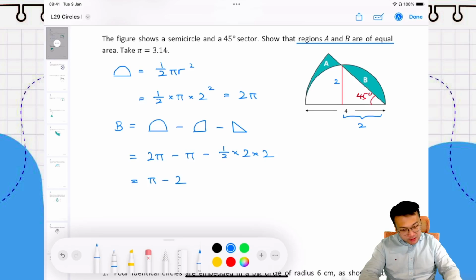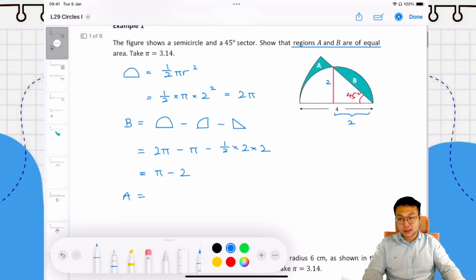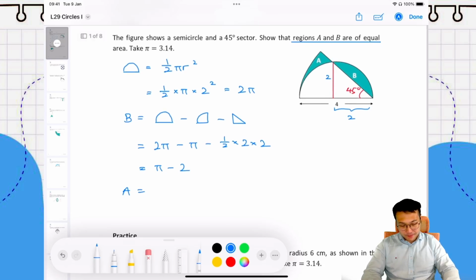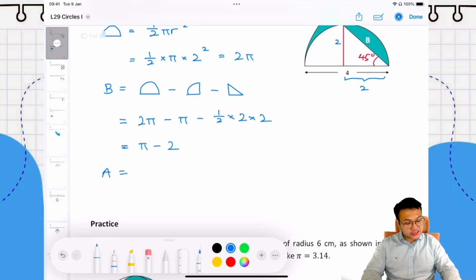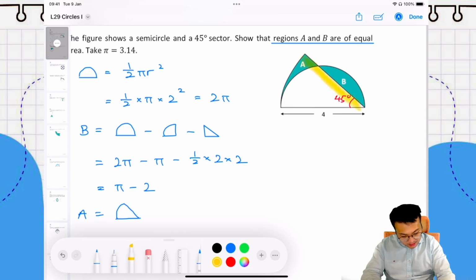Now, let's find the shaded region A. So how do we find the shaded region of A? First, we can find the area of the pizza, which is called a sector. So this looks like a pizza, right? Okay, so this pizza here. Okay, let me erase this first. Okay, so this is a pizza. So we find the area of this pizza.